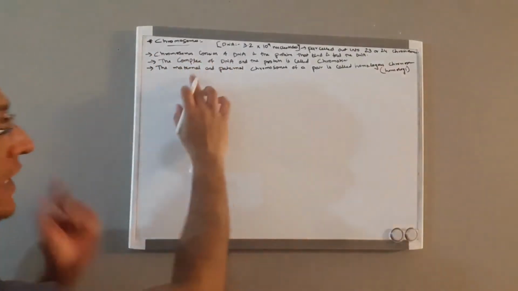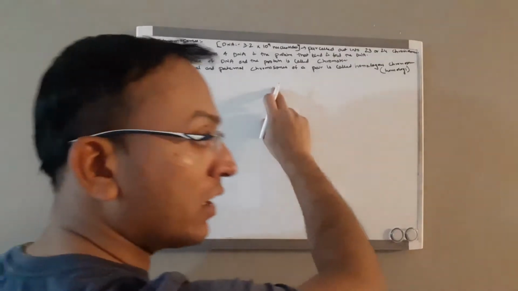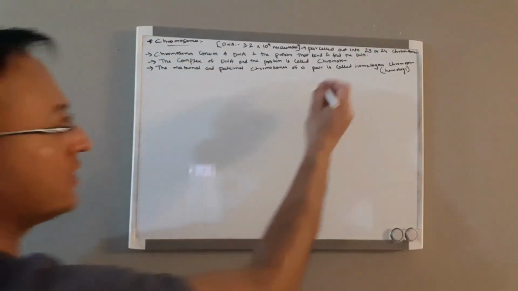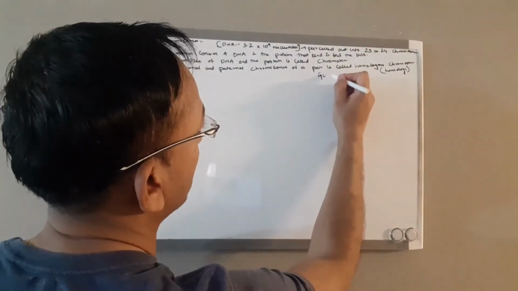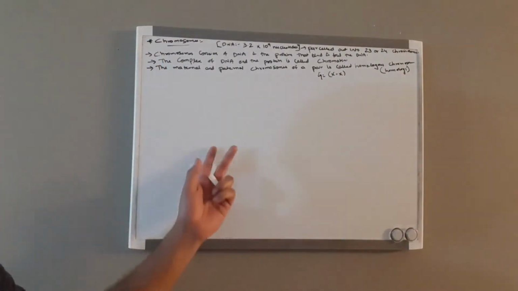So this means X from the maternal and X also from the paternal. So they both have the same X chromosomes. I will just write it down here, like X from both the parents, right?